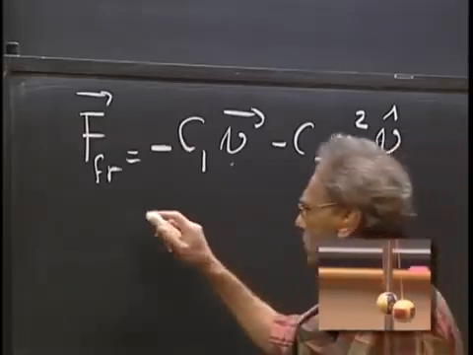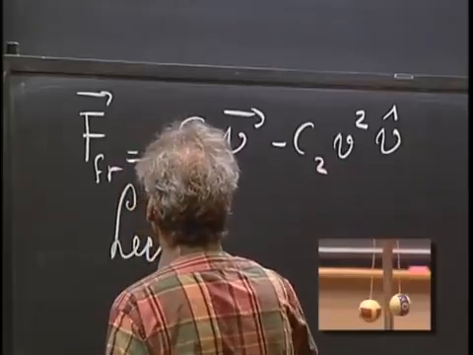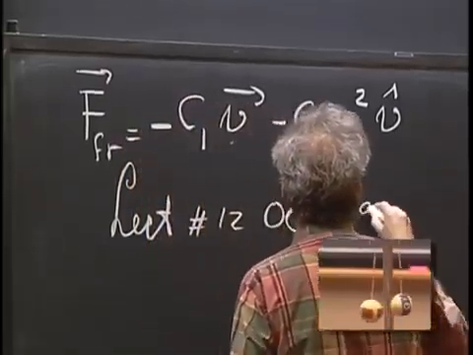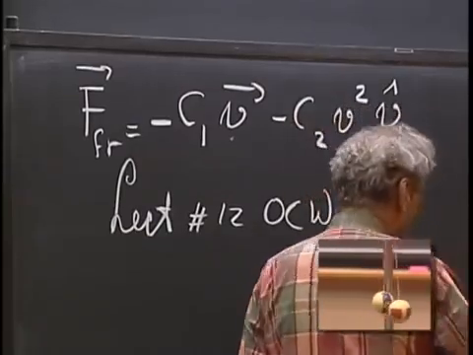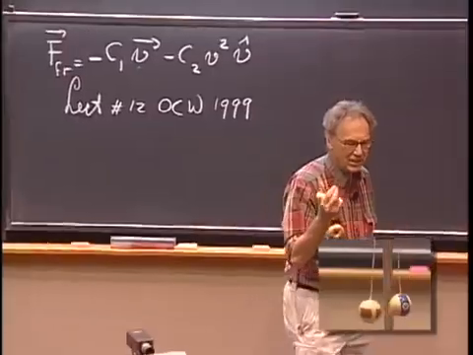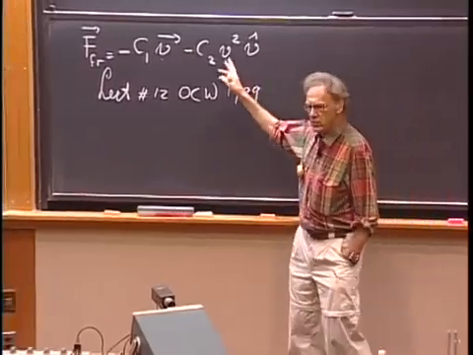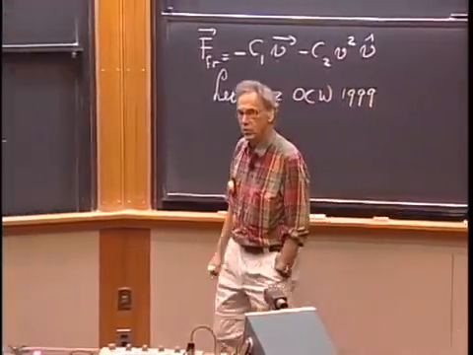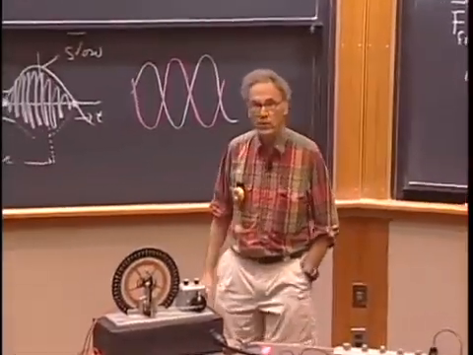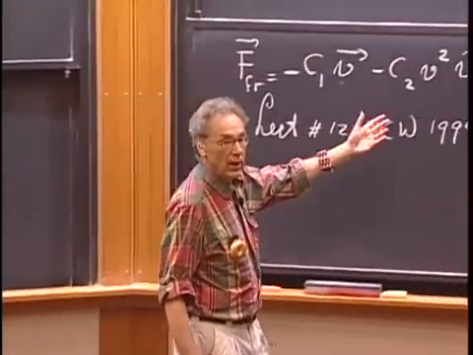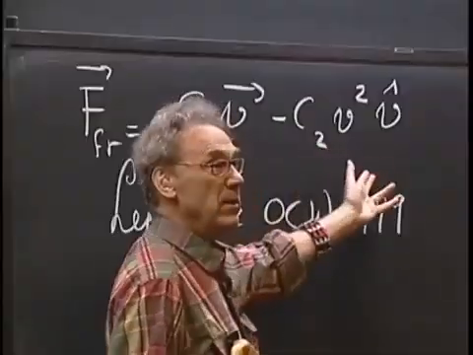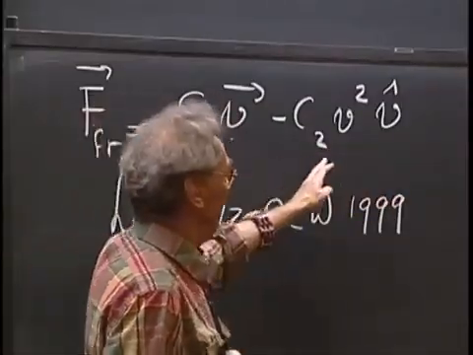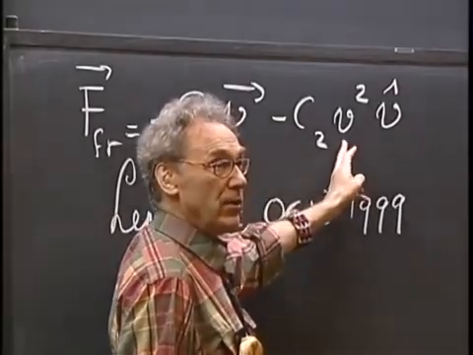In my lecture number 12, which is on OCW, of my 1999 Newtonian mechanics lectures, I spent an entire lecture on this equation, and I discuss when the viscous term is dominant and when the square term is dominant. I do demonstrations in both domains. If the velocity is low, this term dominates. If the velocity is high, if the speed is high, that term dominates.